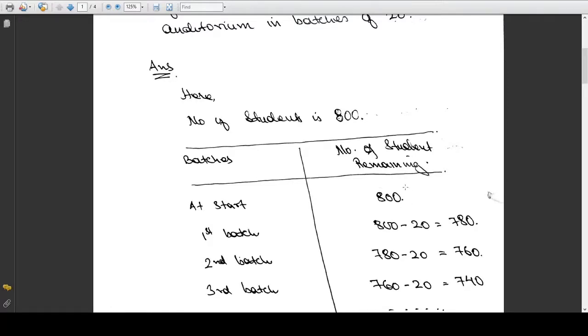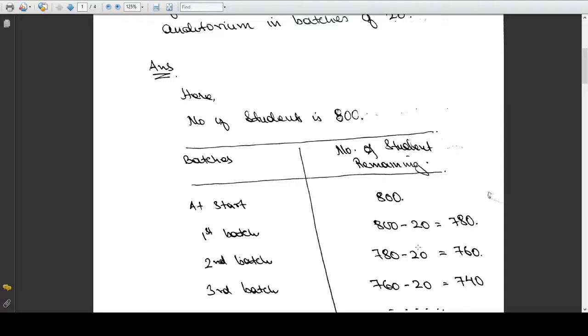At the very beginning, the auditorium consists of how many students? 800. In the first batch, 20 students go out of the hall, which is 800 minus 20, so the number of students remaining will be 780. That means 20 have moved out of the auditorium. Remaining in the second batch we have 780 left in the room.